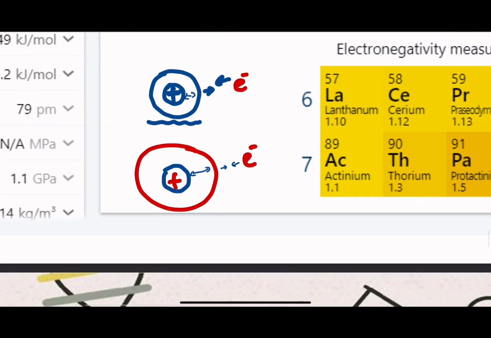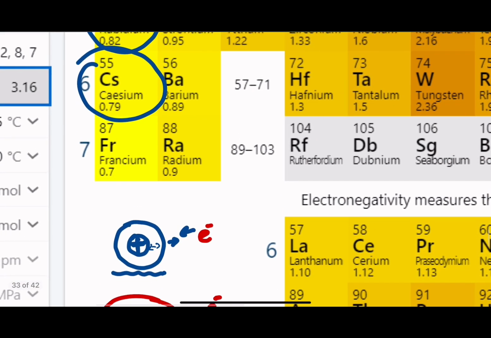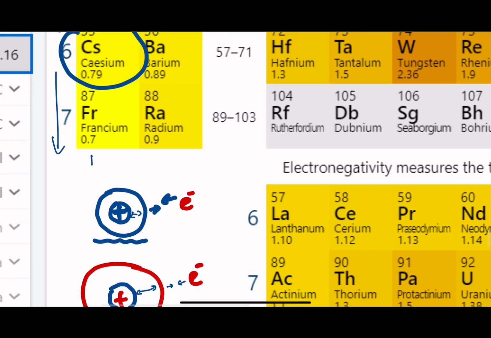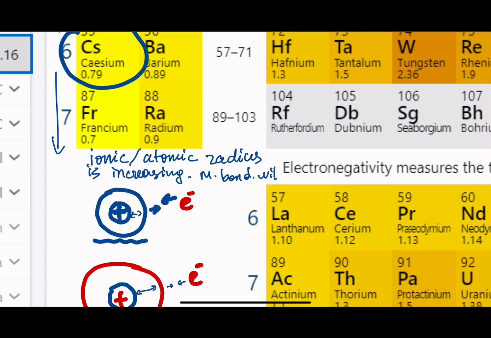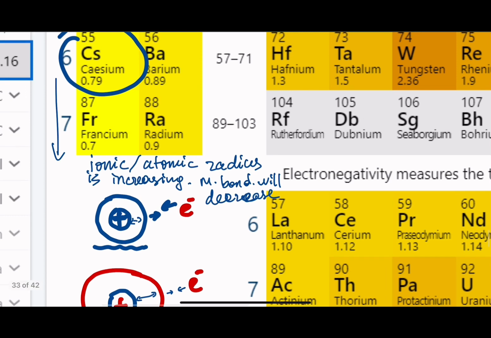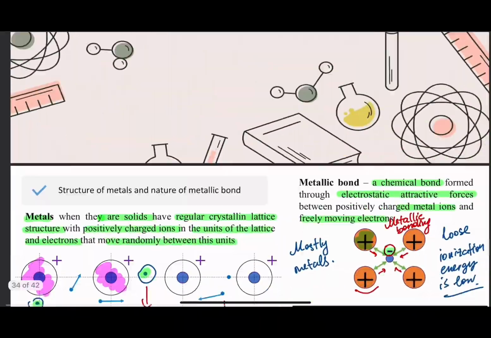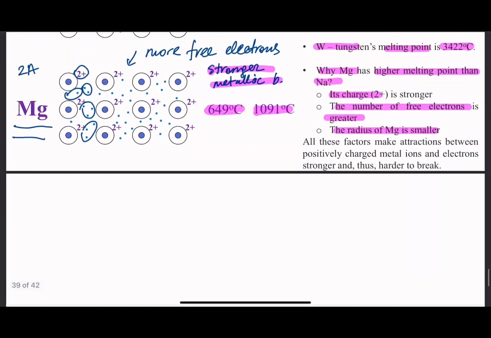So now you could say that as you go down, because atomic radius is increasing, metallic bonding will decrease too. So metallic bonding decreases as you increase atomic radius. Now we're going to go back and we will cover this.